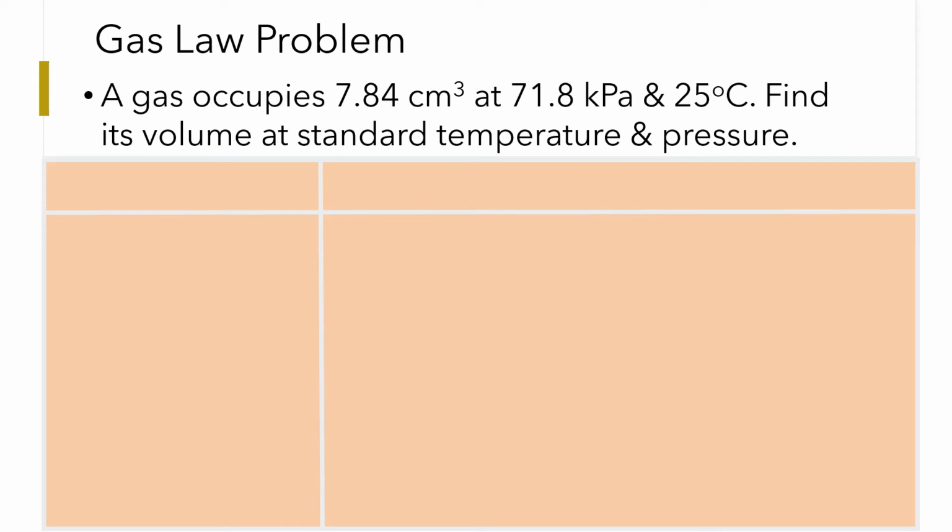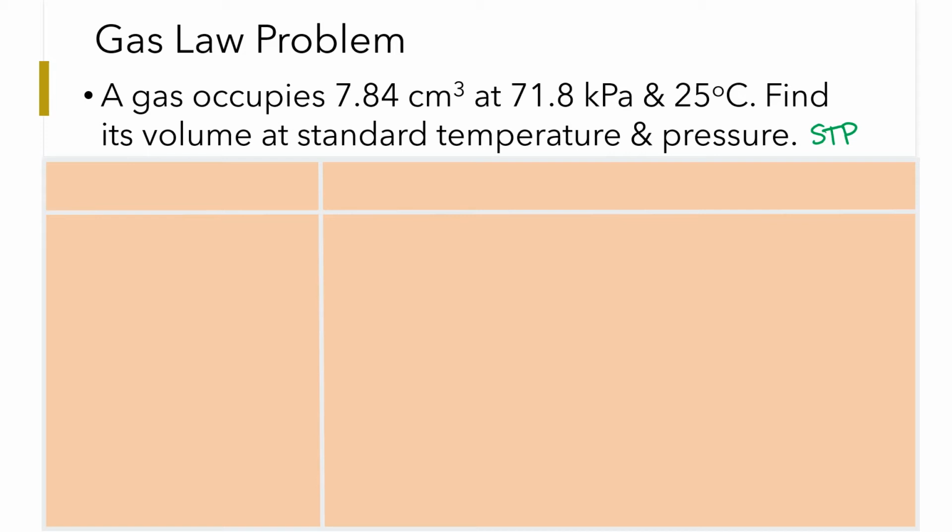We are going to try one combined gas law problem just to make sure that you get it. A gas occupies 7.84 centimeters cubed at 71.8 kilopascal and 25 degrees Celsius. Find its volume at standard temperature and pressure, or aka STP.